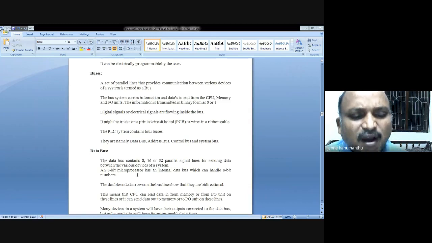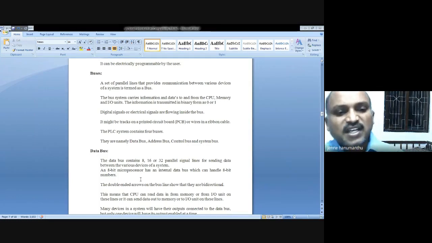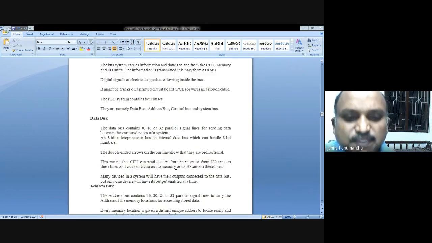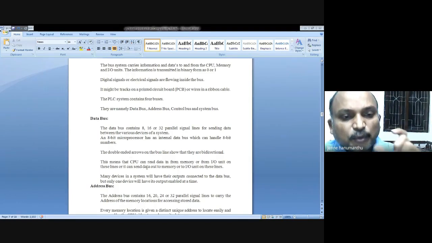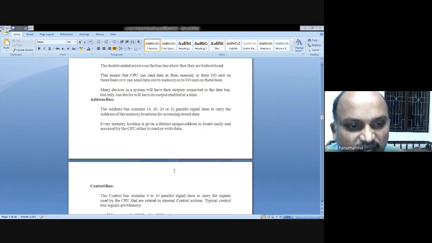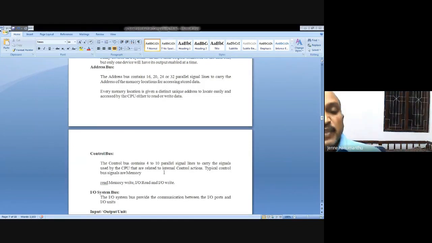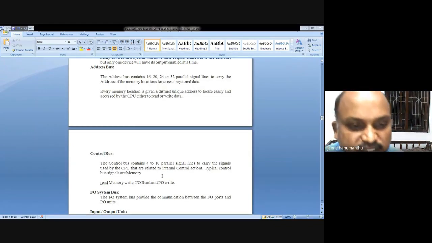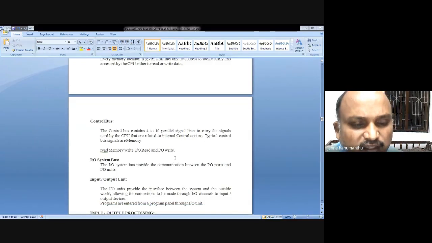Data bus may be of any length. Length means its size. What size? 8-bit size, 16-bit size, 32-bit size, as per your need. 8-bit size refers to the processor size. Address bus also 16-bit size, 20-bit size, 24, 30-bit parallel. Control bus is 4 to 10 bits. So these are the control buses covered.